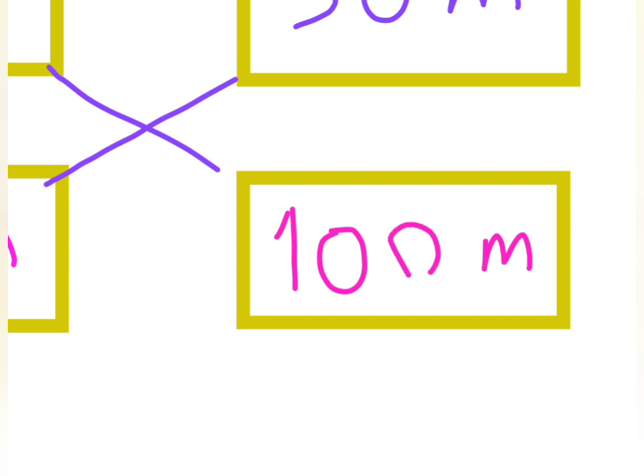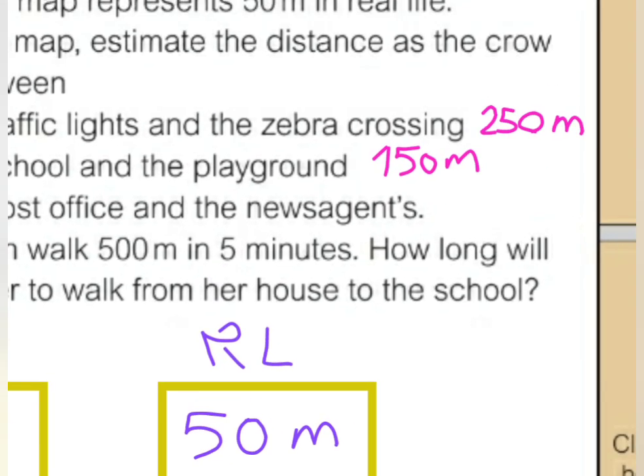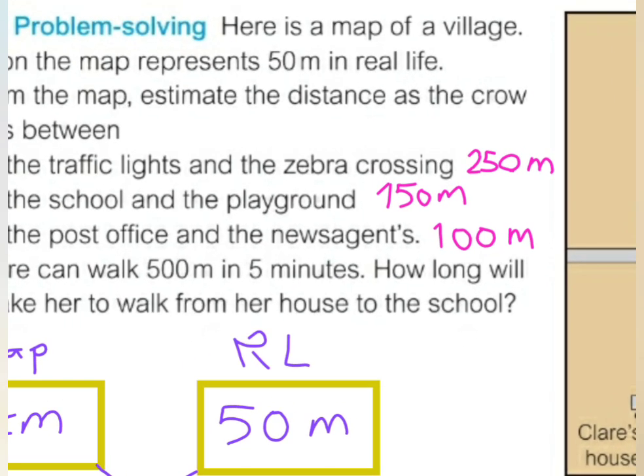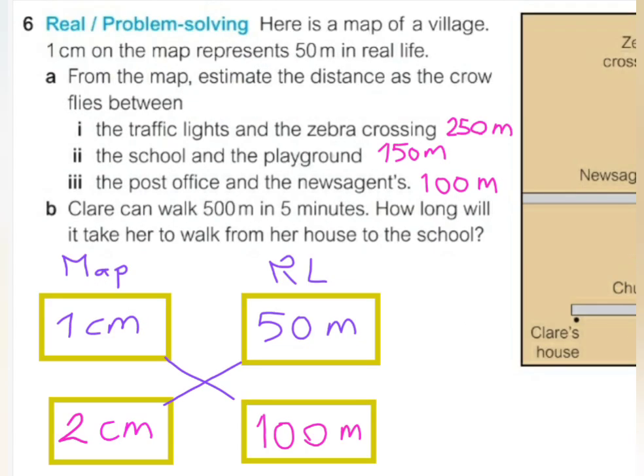Very good. Now I write the answer here, 100 meters. And this is the answer of the third one. And by using the X method, I figured out the real life distance using the map distance.